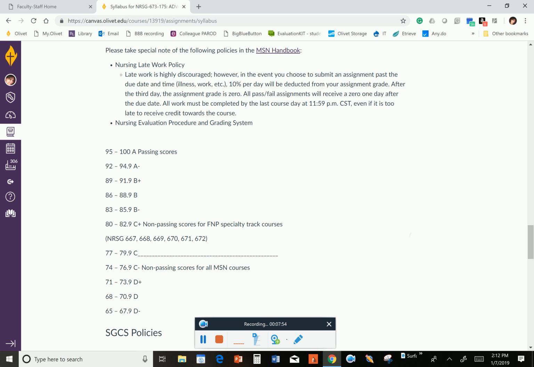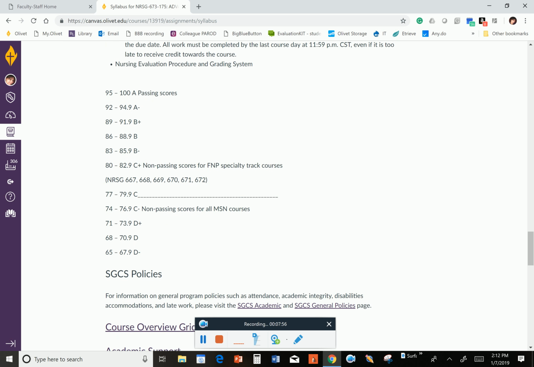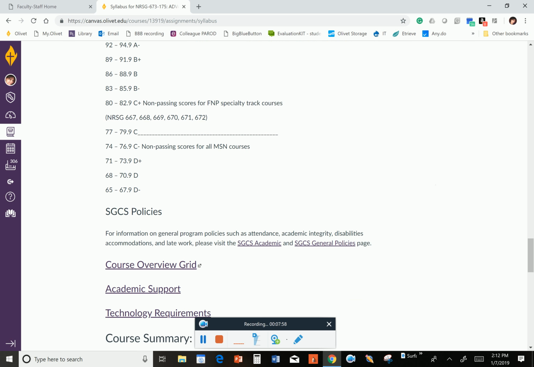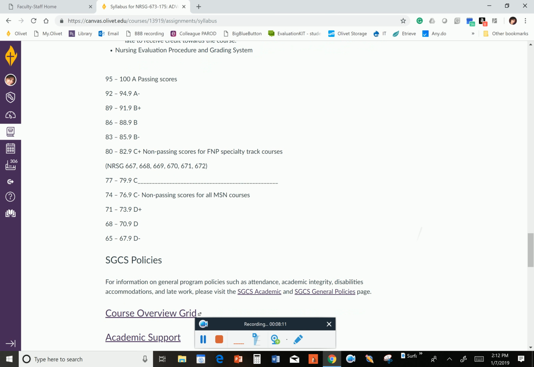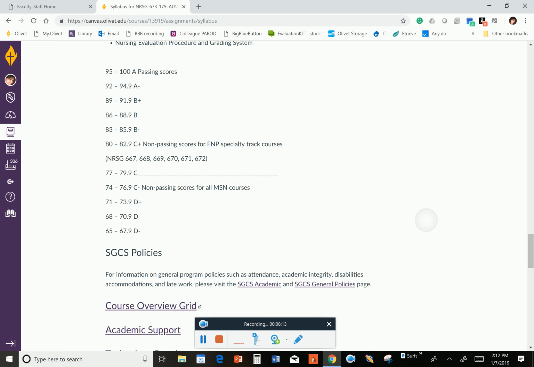All right, so this is our grading scale, and you can see we have a very strict grading policy also. You are only allowed to get 2 C's in your courses. You're not allowed to get a C in an FNP specialty track. But in MSN courses, C minus or 74 to 76.9 is non-passing.